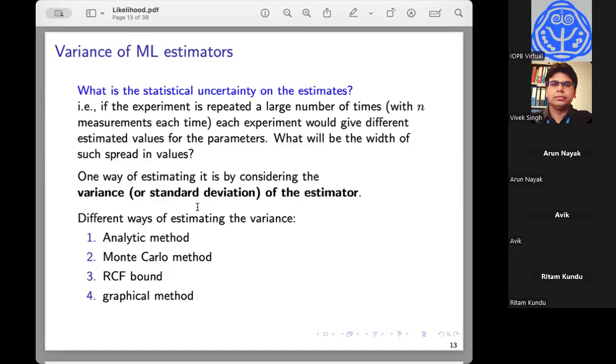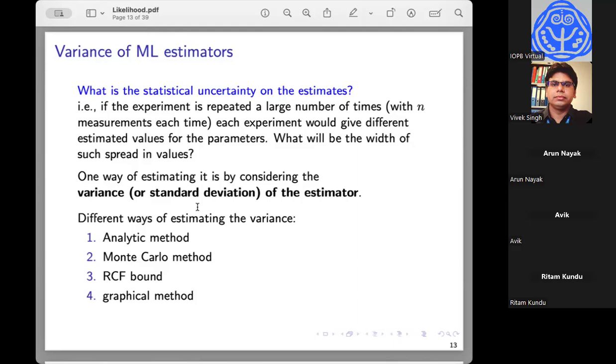Okay, so that means if we perform this experiment repeatedly for a large number of times, and every time we get the estimate from that data sample, it will have some variations, right? And what is the spread in that? That's what we want to know. Okay.